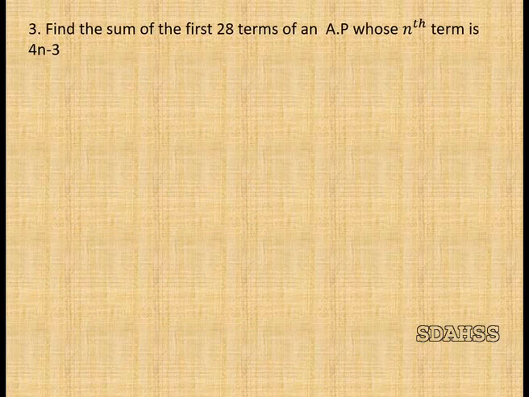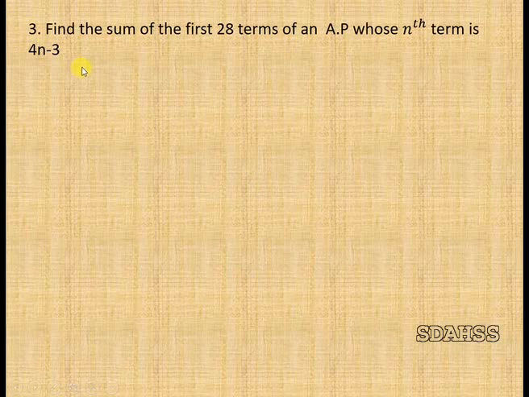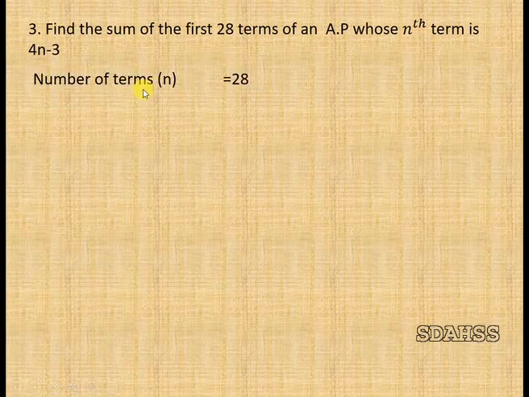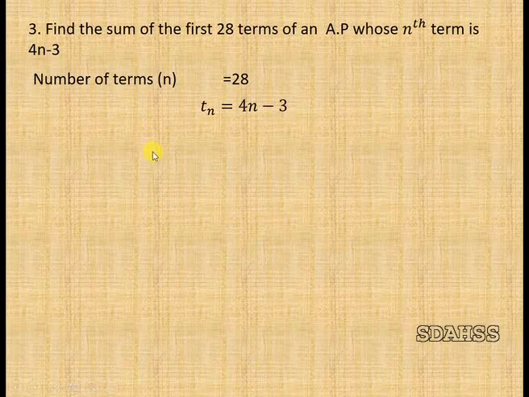Third sum. Find the sum of the first 28 terms of an AP whose nth term is 4n minus 3. Here the number of terms is equal to 28. Then the nth term, Tn, is equal to 4n minus 3.